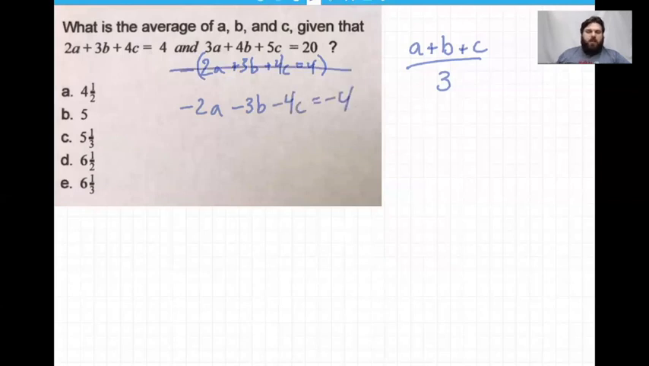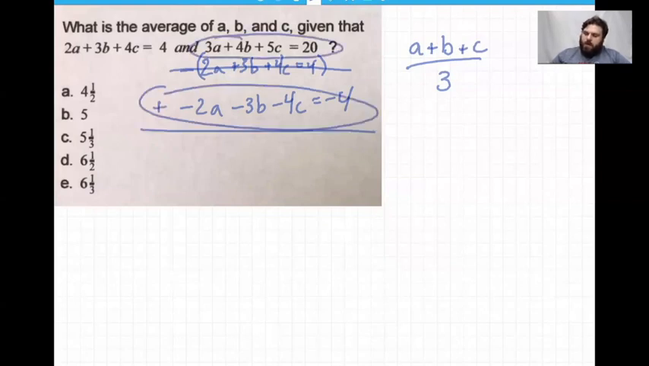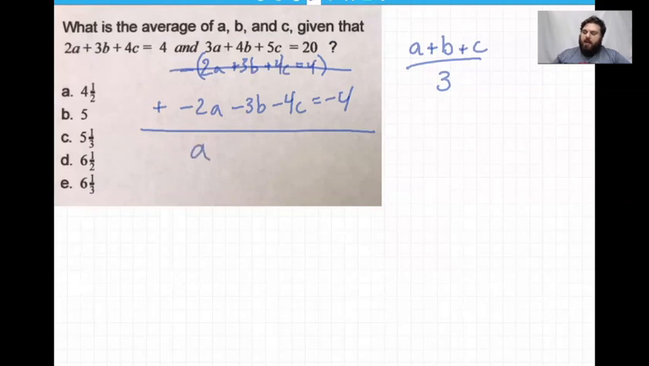So basically I'm going to cross that one out because I've changed this first equation into what I need it to be, because now I can add these 2 equations, right? I can add this equation and this equation together. 3A plus a -2A, that's just A. 4B minus 3B, that is B. 5C minus 4C, that is C, and that equals 16.